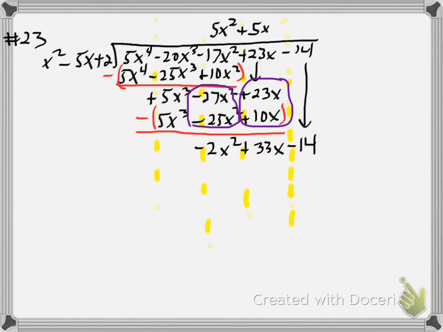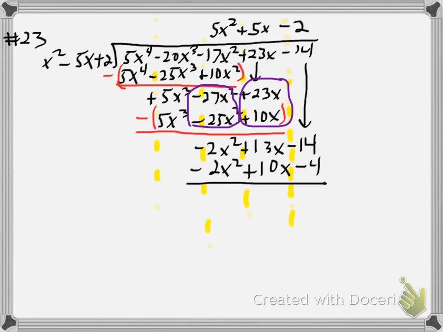Subtract 14. Now I go through the same process. So x squared, so it's going to be negative 2x squared. Negative 2 times negative 5 is plus 10x. I already found a mistake here. You may have found it earlier. 23 minus 10 is not 33, it's 13. And then I've got negative 2 times 2 is negative 4.